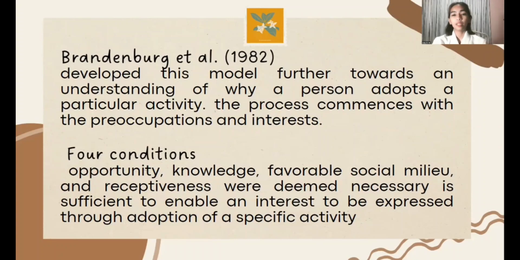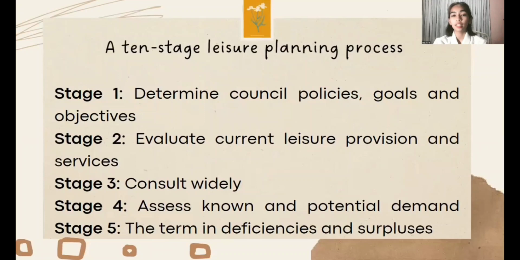It's a simple model based on identifying leisure needs and demands and providing services and facilities to meet those demands. Set out below is a 10-stage leisure planning approach based on theory and current practical application from a leisure management perspective. Stage 1. Determine council policies, goals, and objectives. This concerns the philosophical basis of providing for the community and the role of the council. Examples are provider, enabler, partner, and so on.